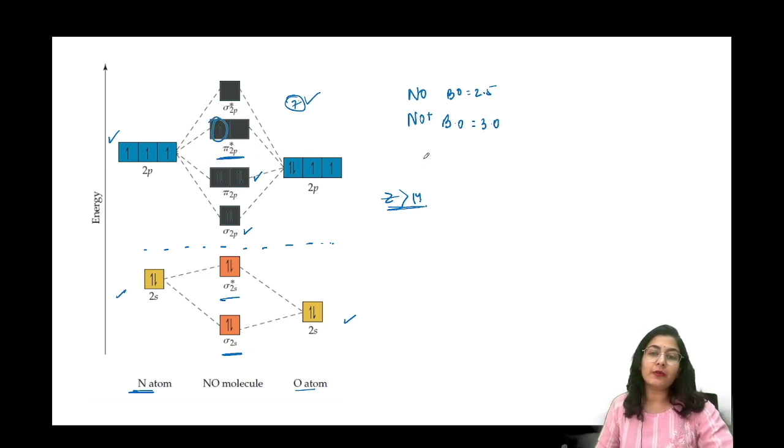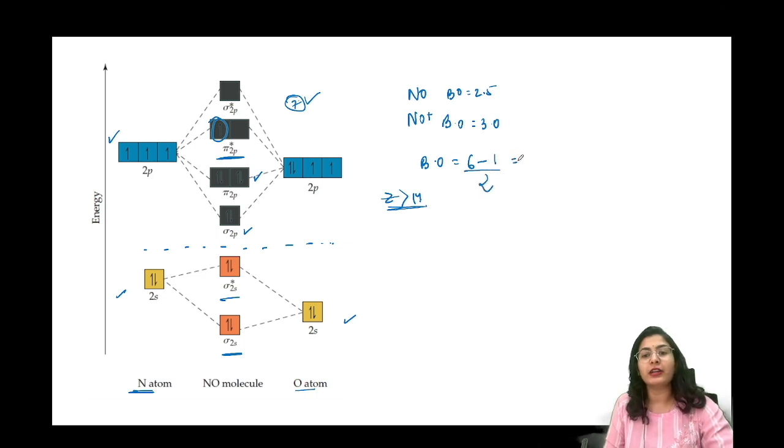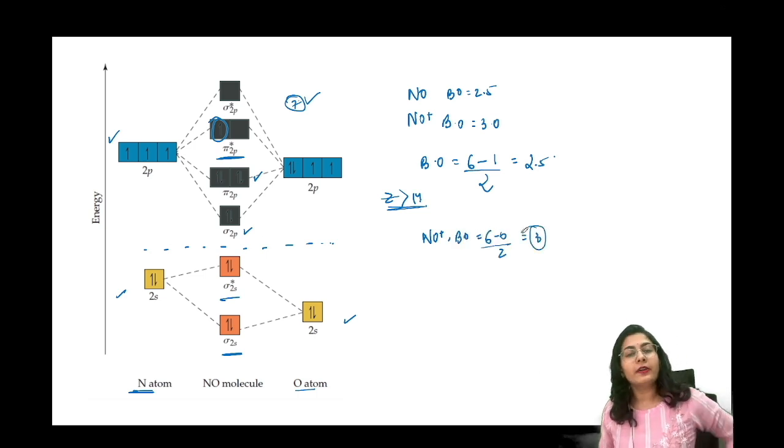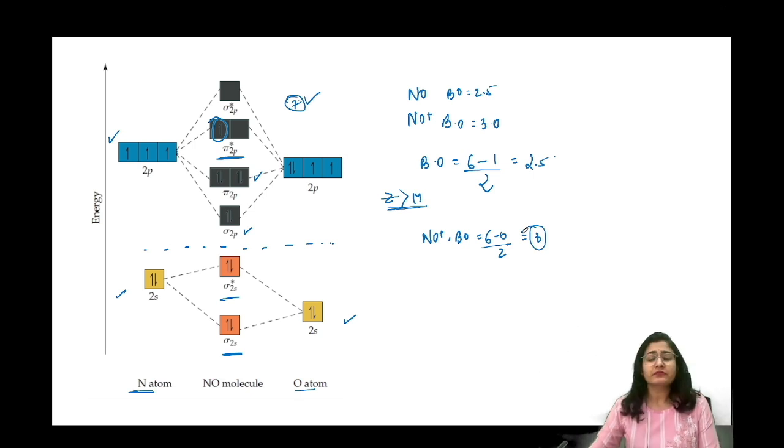So when we are counting the bond order of NO, you take 6 electrons of bonding minus 1 electron of anti-bonding, divided by 2. That is equal to 2.5. And when you remove this 1 electron from the anti-bonding orbital, so when we are taking NO plus, the bond order is 6 minus 0 divided by 2. That's equal to 3.